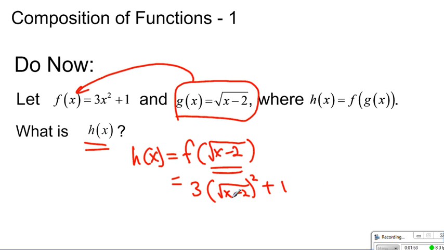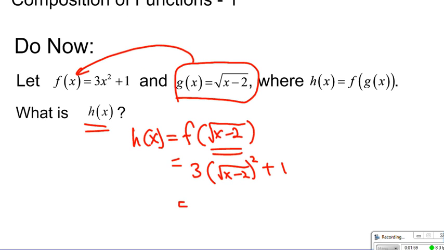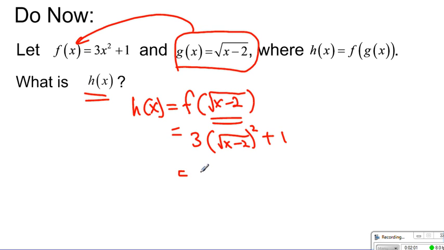Now, in this case, when we have square root and then square, those two will be reduced, giving 3 times x minus 2, where x minus 2 is in parentheses, plus 1. So when you simplify this even further, we get 3x from here, minus 6, plus 1 becomes minus 5. So hence that becomes our final answer: h of x equals 3x minus 5.